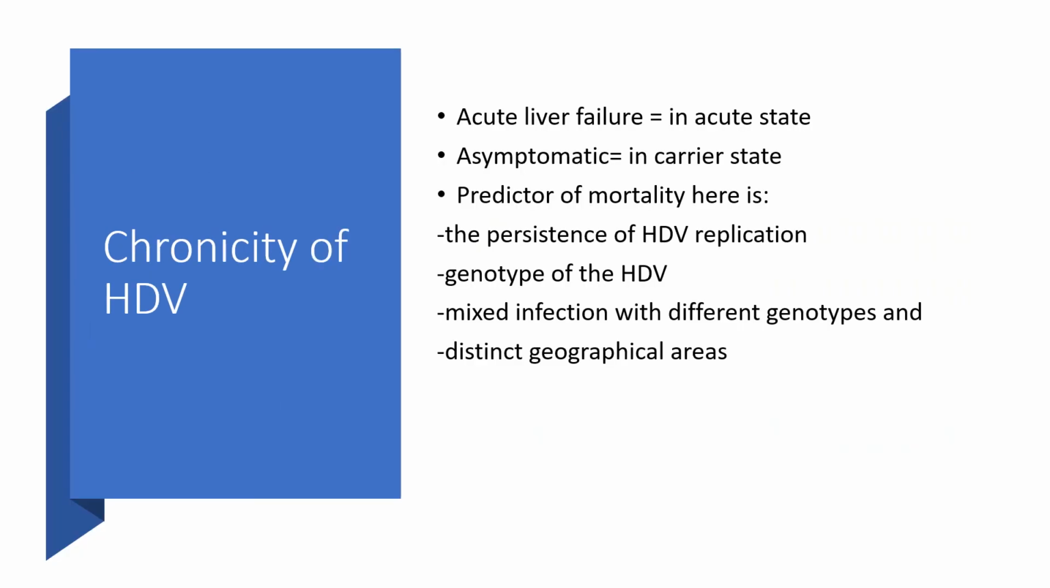Chronicity of hepatitis D virus. Acute liver failure will likely occur in the acute state. Asymptomatic will be the state in the carrier state. The predictor of mortality here is the persistency of the hepatitis D virus replication. And also, the predictor of mortality could be a factor of the genotype of the hepatitis D virus acquired. Mixed infection with different genotypes and distinct geographical areas will also account for the degree of mortality.